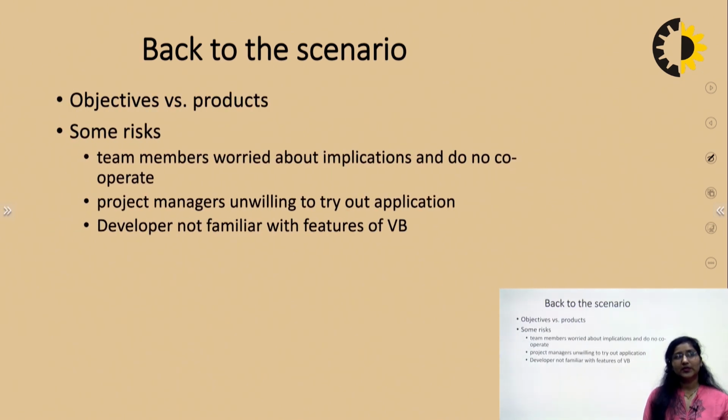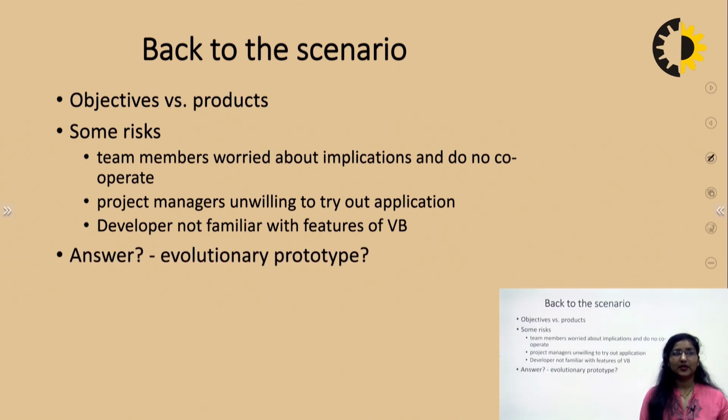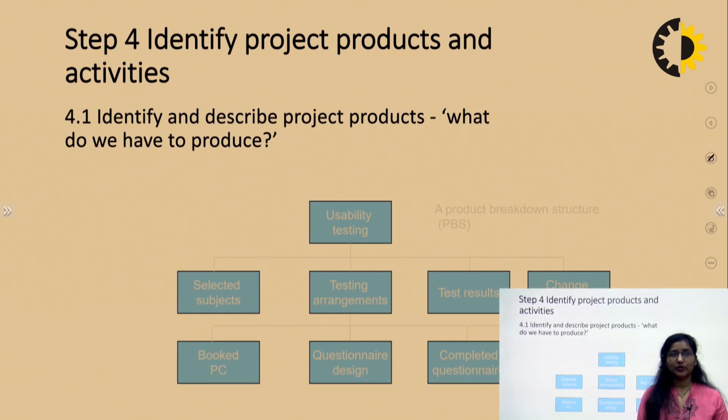Now, if we go back to the scenario, we will identify it as objective or product based. What will be some risks associated with it? Team members are worried about the implications and are not cooperating. Project managers are unwilling to try out the applications. Developers are not familiar with the features of VB. So these are some risks that might occur. So what can be the answer? Can we try the evolutionary prototype?